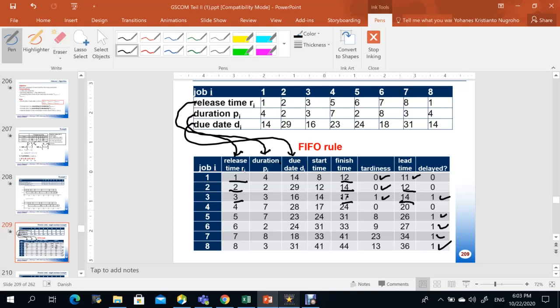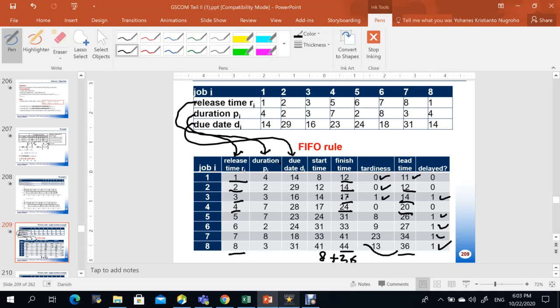Yeah, we have 14. 24 minus 4, you have 20. And finally, for instance here, 44 minus 8, we have 36. So the lead time for job number 8 is 36 minutes. And the finish time is 36 plus the start time of job number 1, the earliest job, equal to 44. It is equal to 8 plus 36.